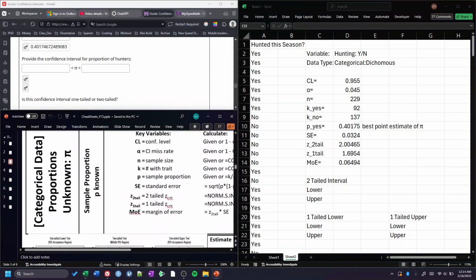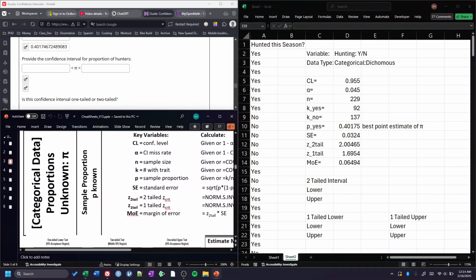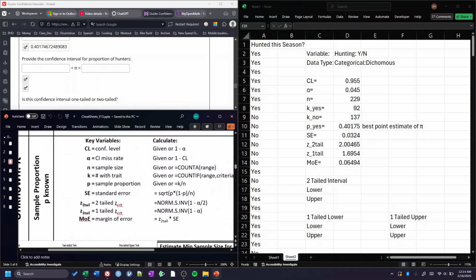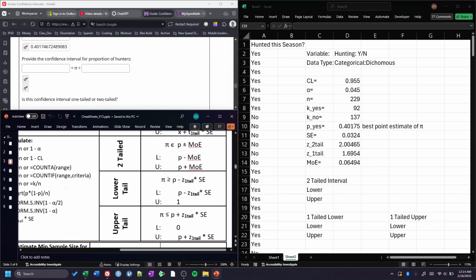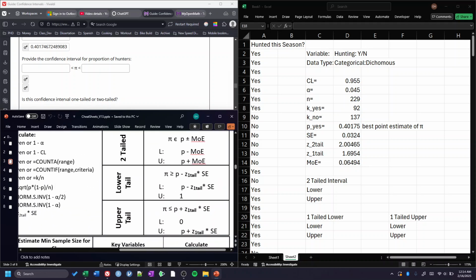Okay, over here in our confidence interval, we know that we're dealing with categorical data proportions, so we know our sample proportion P. We've gotten all of our key variables, so now we can just come over and plug things in. For our two-tailed interval, all we have to do is take our sample proportion minus our margin of error, and for the next one, we take our sample proportion plus the margin of error.